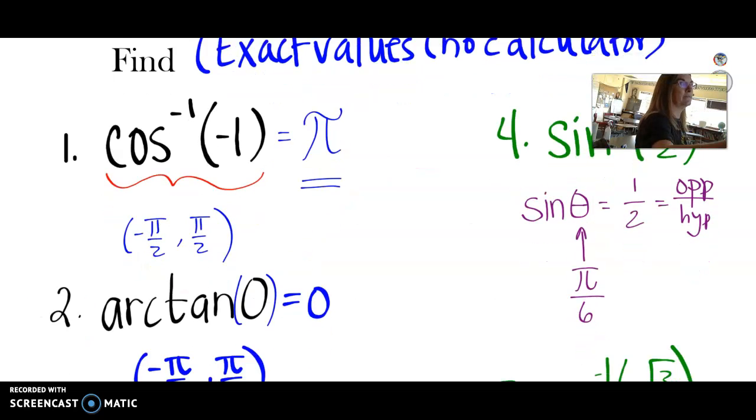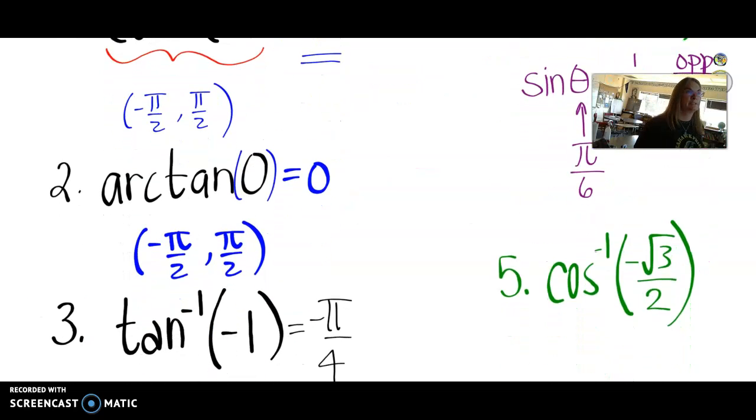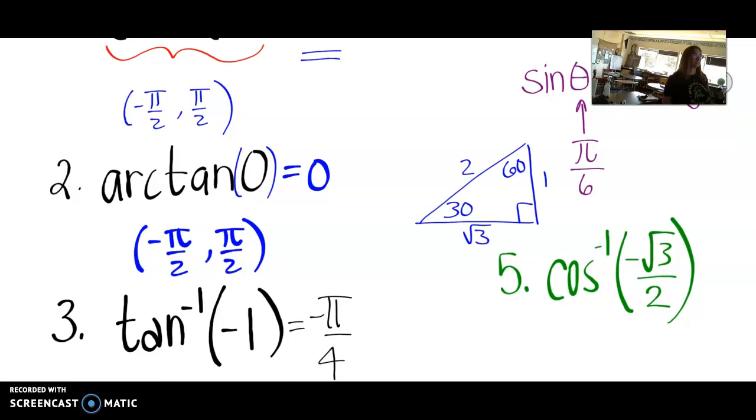Okay, I have another one here. So cosine inverse of square root of 3 over 2. What I would suggest that you do is find cosine inverse of positive square root of 3 over 2. Find the one that's in the first quadrant, and then think about what the cosine inverse is restricted to. And then come back.